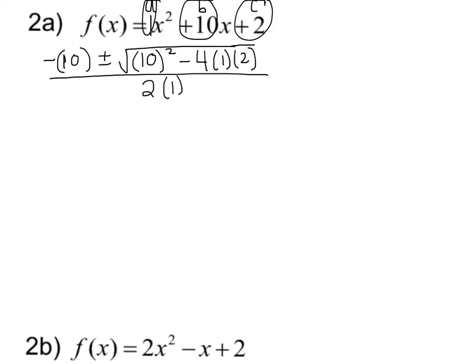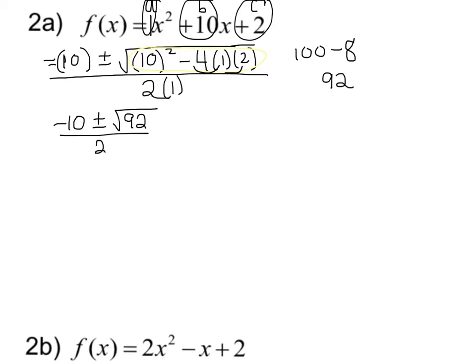So next we'll simplify everything underneath here, and that's going to be 10 squared is 100, and -4 times 1 is -4, -4 times 2 is -8. So 100 minus 8 is 92. So that's what will be underneath the square root sign. So out front we have a -10 plus or minus the square root of 92, and this is all over 2. So now we have to figure out what the square root of 92 is.